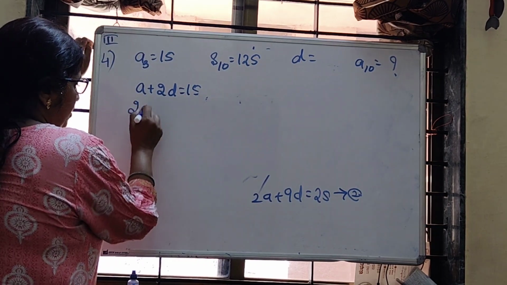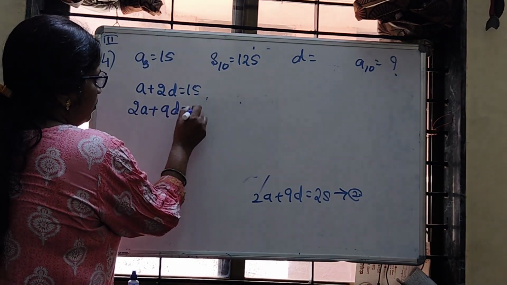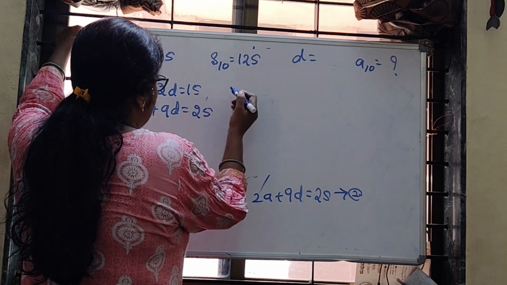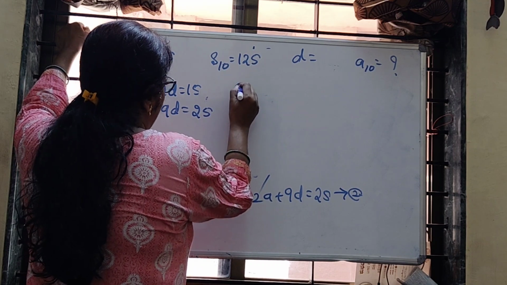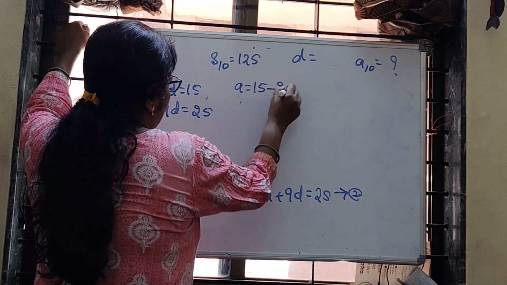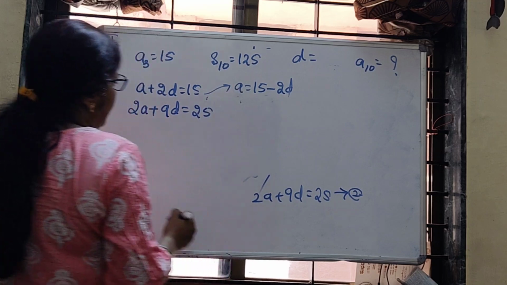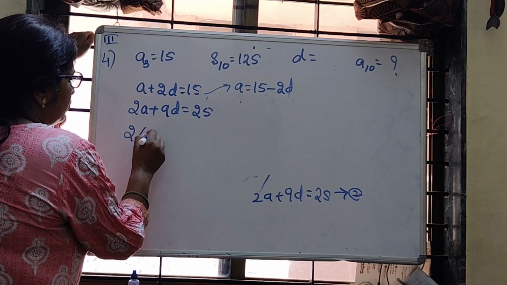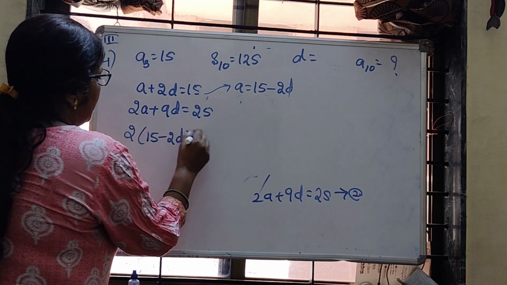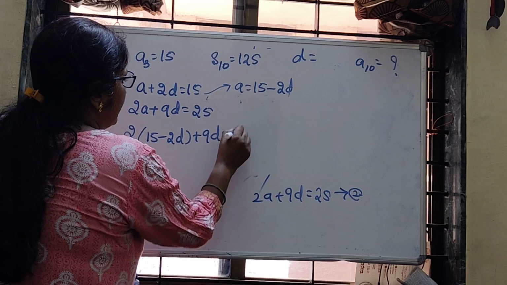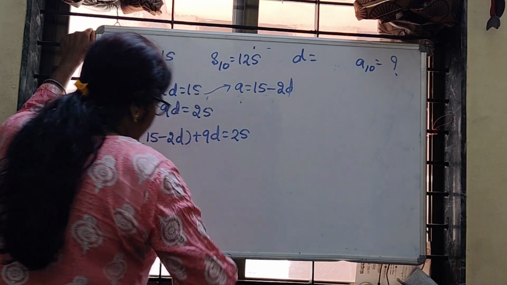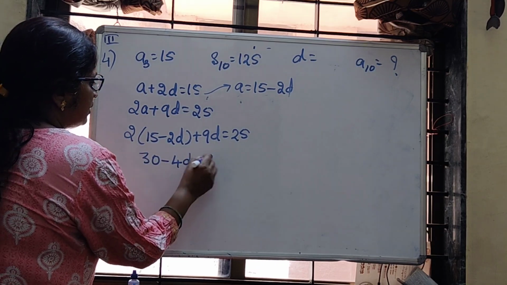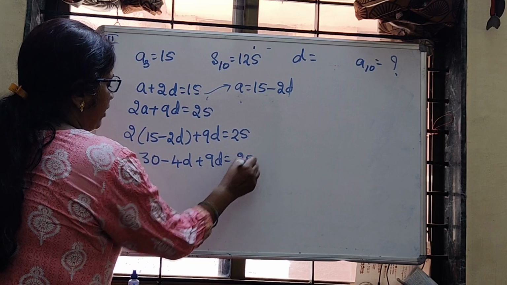2a plus 9d is equal to 25. You can solve by any method. So, I will go with the substitution method now. So, I will take a is equal to 15 minus 2d if you take substitution method. So, substitute this value a in this equation. 2 into 15 minus 2d plus 9d is equal to 25. So, now what you get? 15 2s are 30 minus 4d plus 9d is equal to 25.